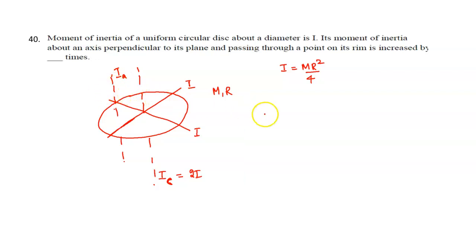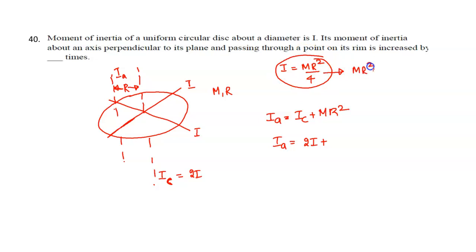According to the parallel axis theorem, I can write IA is equal to IC plus MD square. Here D is R. The distance between the center axis and the required axis is R. So this will be plus MR square. IC is 2I. So I about the required axis will be equal to 2I plus MR square. From this equation I can write MR square will be equal to 4I. So instead of MR square I am directly writing it as 4I. So this will be 6I. So the moment of inertia about the required axis will be increased by 6 times.